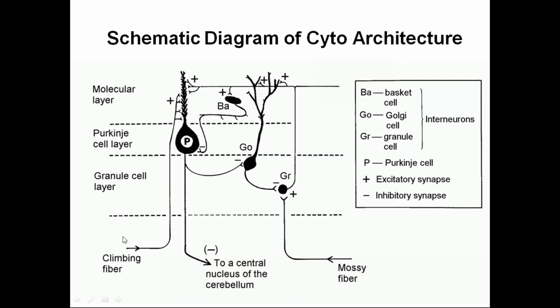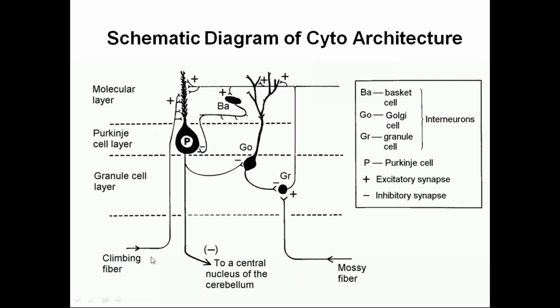The impulses which come to the cerebellum are carried by only 2 kinds of fibers, just remember. There are two types of fibers. One is called the climbing fiber. The other is called the mossy fiber. The climbing fiber comes from the inferior olivary nucleus. The inferior olivary nucleus fibers are called climbing fibers.